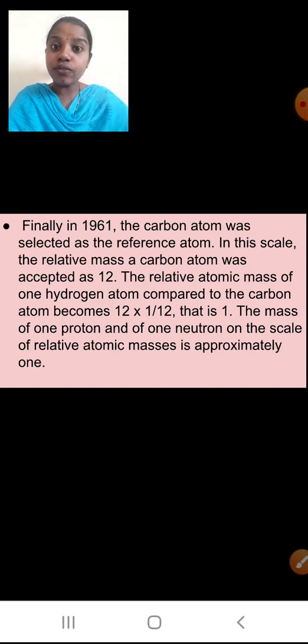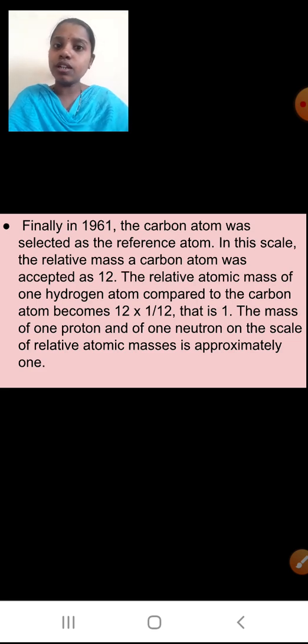Okay students, first what was considered as the standard to calculate the atomic masses? Hydrogen. But we saw that some of the elements gave answers in fractions. Then I gave you one new piece of information: after hydrogen, oxygen was used. It is not given in your text, but oxygen was used. Oxygen also had the same problem. It could not accurately give the values for the atomic masses.